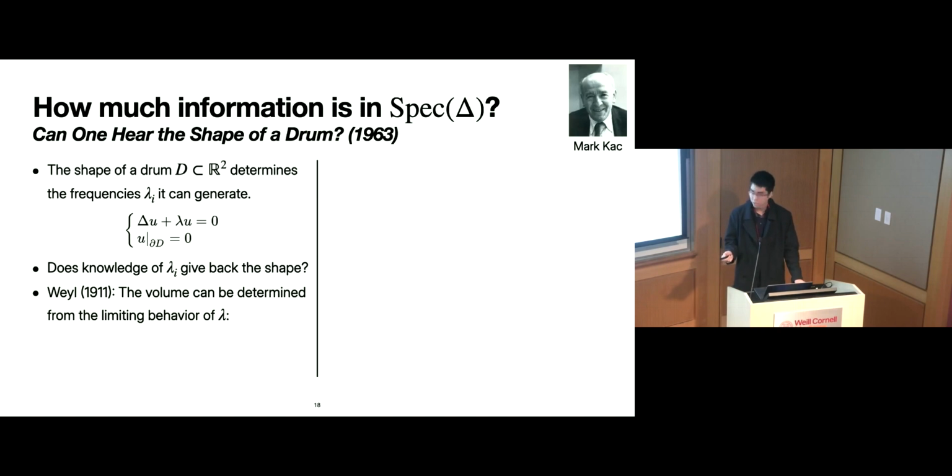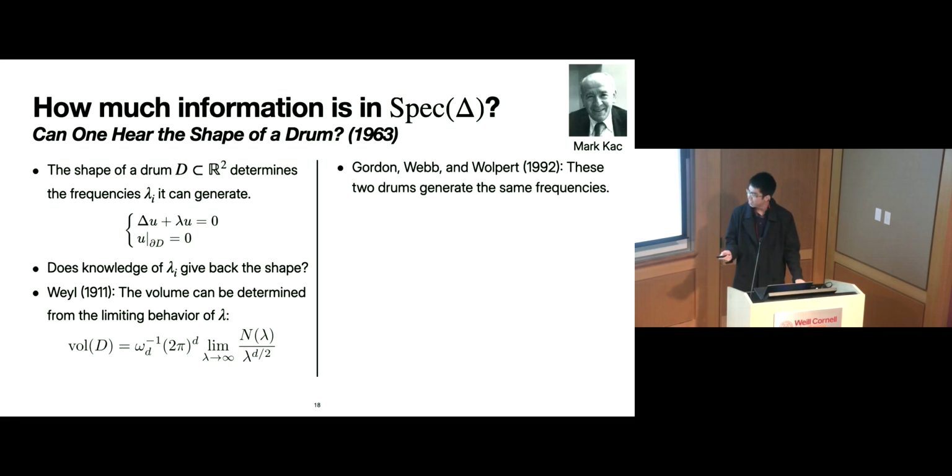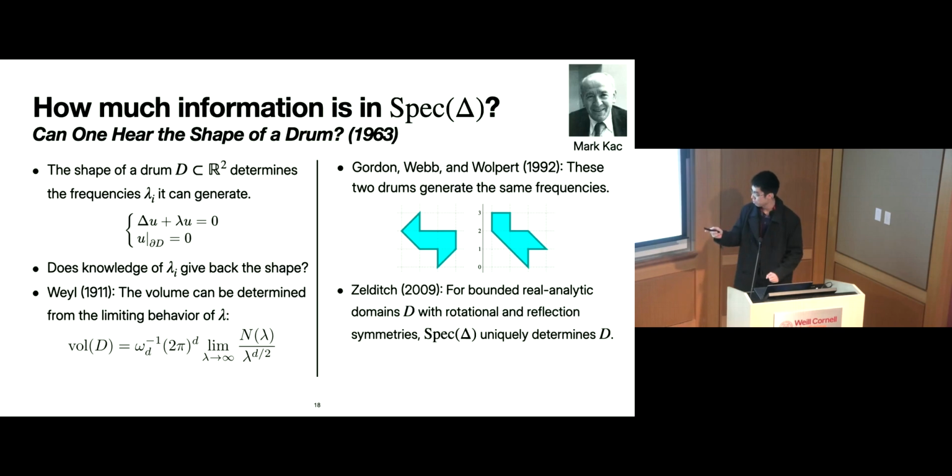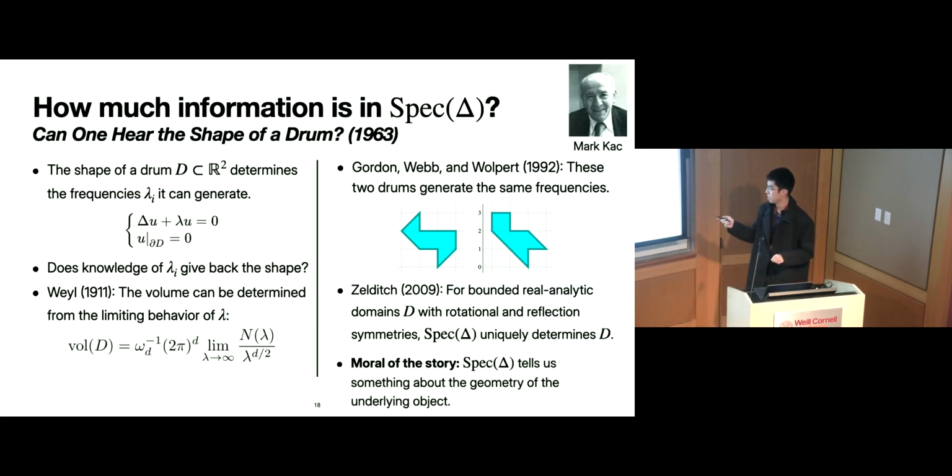In 1911, Hermann Weyl showed that the volume can be determined by the limiting behavior of these eigenvalues, given by this formula. In 1992, three people showed that actually, no, these two drums generate the same frequencies. But when you look at them, they don't look like drums; they're kind of weird shapes. And in 2009, somebody figured out that if you impose certain good constraints on the shape of the drum, for example that it is round or symmetric to a certain extent, then the spectrum of delta will uniquely determine the shape of the drum. So the moral of the story is that the spectrum of the Laplace-de Rham operator tells us something about the geometry of the underlying object.